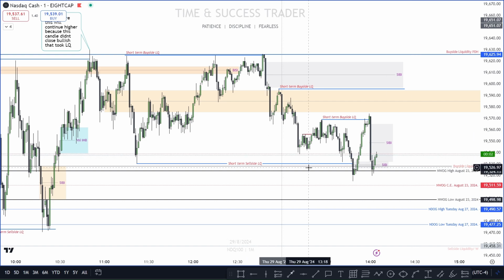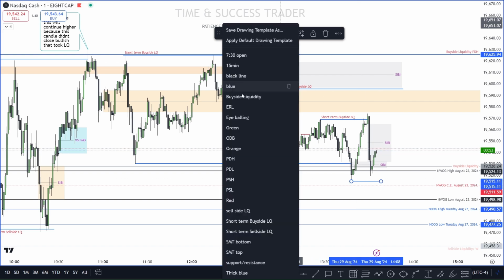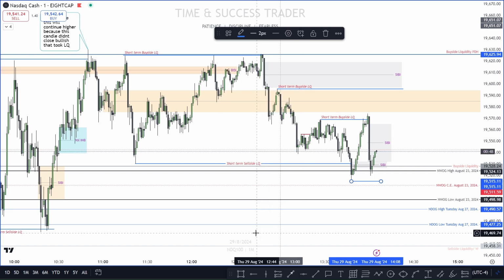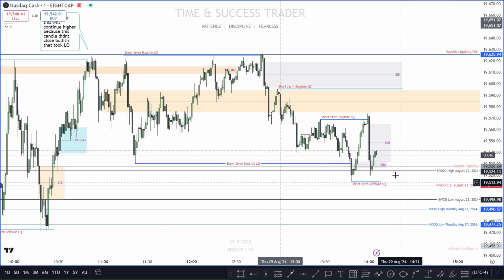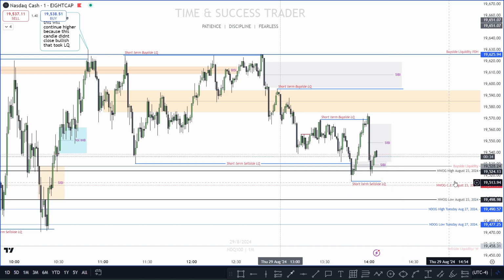I'd like to see price run this area once more before I'm interested to buy the market again. I'm not running down this trade to buy it, and I'm not selling right here where we have this new weak opening gap. I would like to see price run this area first, so I'll just put a little alert right here before I think about buying it.